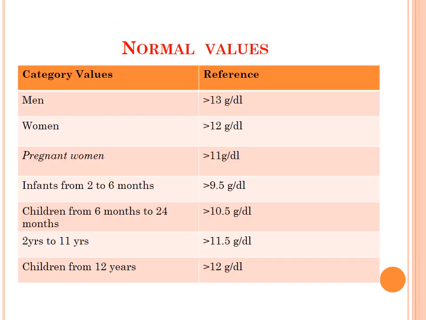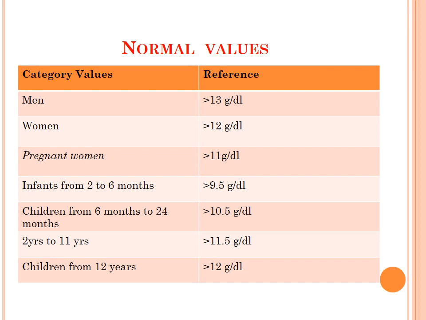Now, what are the normal values of hemoglobin in our body for various categories? For example, for men it is greater than 13 gram per deciliter. For women it is greater than 12 gram per deciliter. For pregnant women it is greater than 11 gram per deciliter. For infants from 2 to 6 months it is 9.5 gram per deciliter. For children from 6 months to 24 months it is greater than 10.5 gram per deciliter.